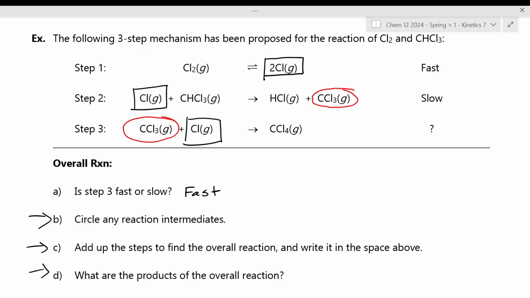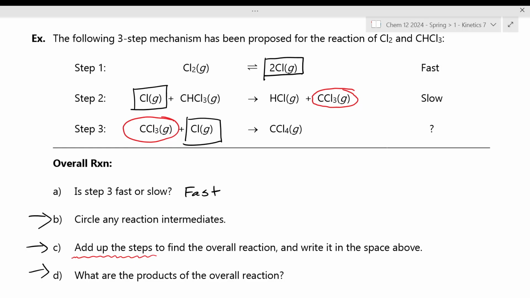Did you guys get those ones? Are those your reaction intermediates? And then what did you do with them when you want to write the overall reaction? To write the overall reaction, you add up the steps. So what do you need to do with your intermediates?